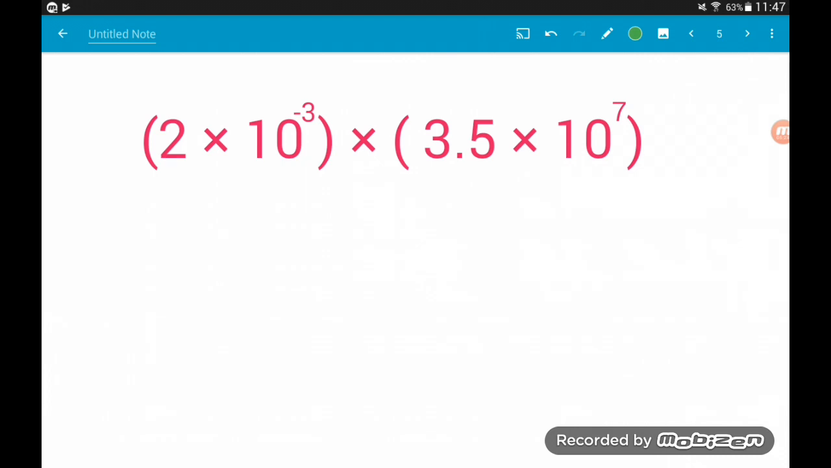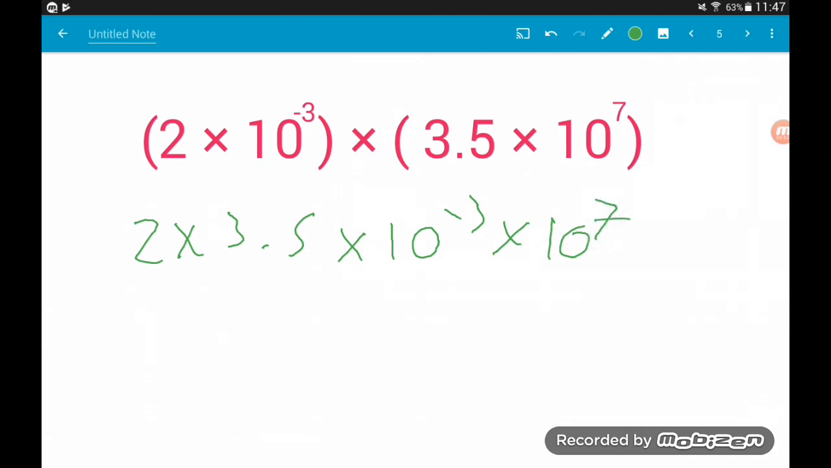Okay, the next example. 2 times 10 to the minus 3 times 3.5 times 10 to the 7. So we've got two slightly different things going on here. We've got a negative power and we also have a decimal number. That's nothing to fear there. So we could write this as 2 times 3.5 times 10 to the minus 3 times 10 to the 7. Now then, what's 2 times 3.5? Well, that's going to give us 7.